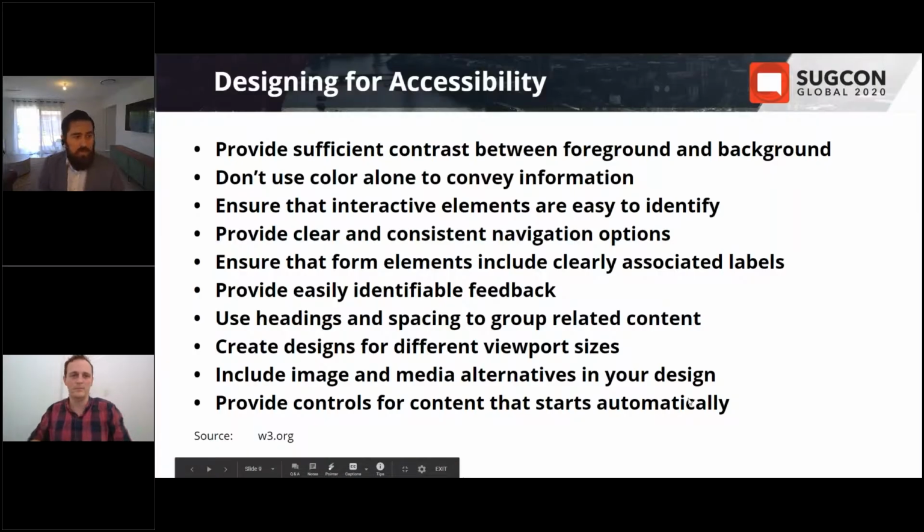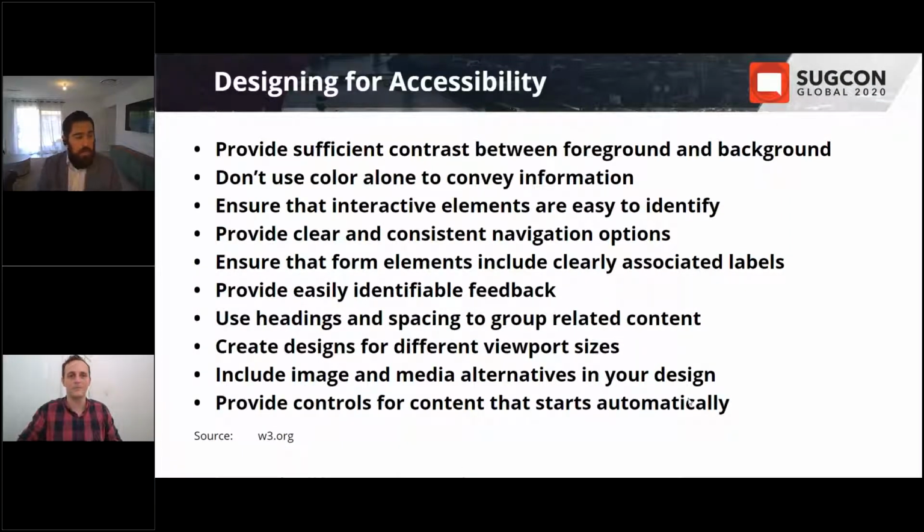So, quick tips for accessibility. This is straight from the W3C website. So basically, provide sufficient contrast between foreground and background. Don't use colors alone to convey information. Ensure that interactive elements are easy to identify. Provide clear and consistent navigation options. Ensure that form elements include clearly associated labels. Provide easily identifiable feedback. Use heading and space to group related content.